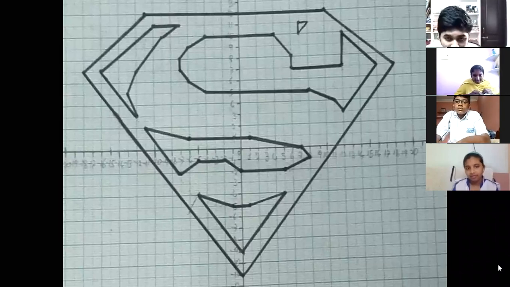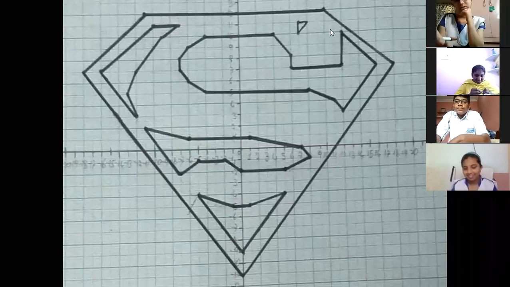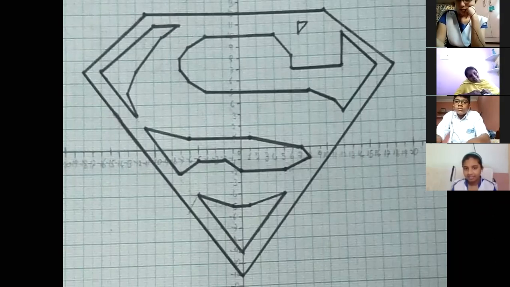Yes, sir, it is man-made, sir. Because it is the Superman symbol. It represents the Superman symbol, sir. Oh, it represents the Superman symbol, it seems. Yes. But I am unable to see it on the screen properly. But this boy has traced it out. Wonderful, wonderful, wonderful. I'll give a chance to one more girl.